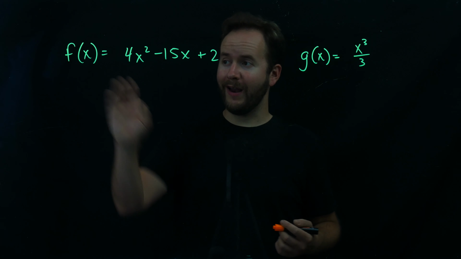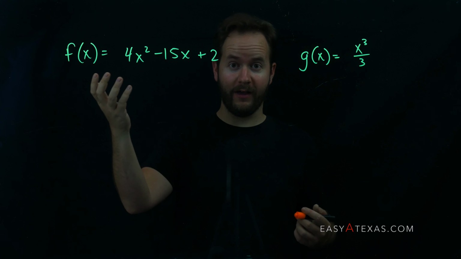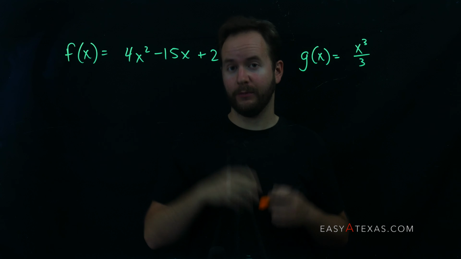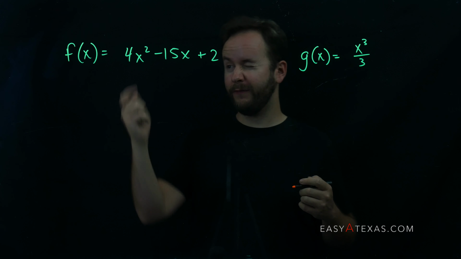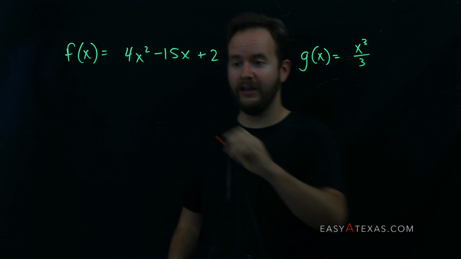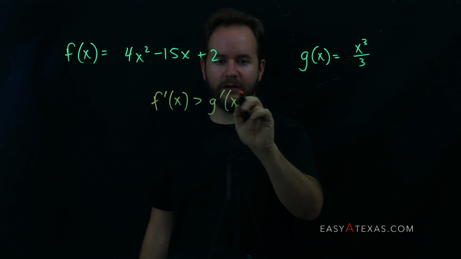If we're trying to figure out where f of x is increasing faster than g of x, we're saying that the derivative of f of x is bigger than the derivative of g of x. Remember, the derivative measures how fast a function is increasing or decreasing. So because we want the function f of x to be increasing faster than g, we want f prime to be bigger than g prime. Let's go ahead and compute those derivatives.